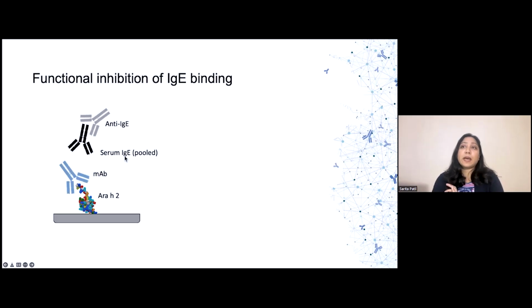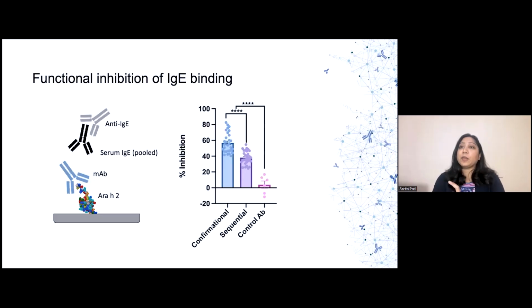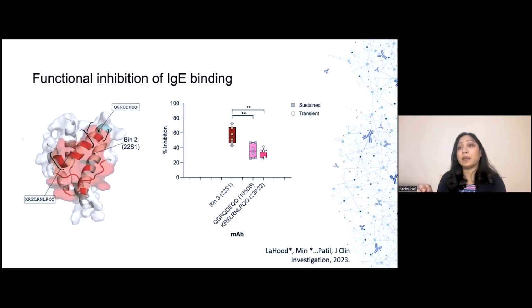So we use pooled IgE here in order to increase the diversity of IgE recognition. First, we use monoclonal antibodies to prevent the binding of serum IgE, and looked at the percent inhibition. Those antibodies that recognize conformational epitopes can inhibit more polyclonal IgE recognition of ARA-H2 than those antibodies that recognize sequential epitopes. Breaking it down by each monoclonal antibody within each region, we could actually look mechanistically at why this might be the case.